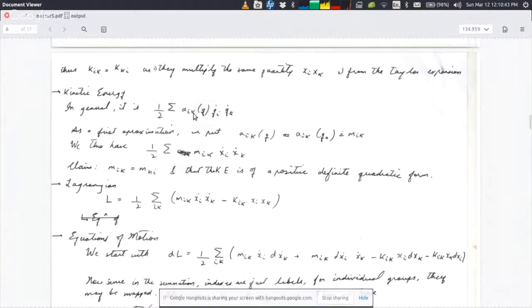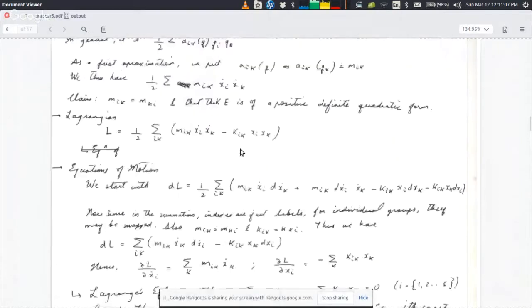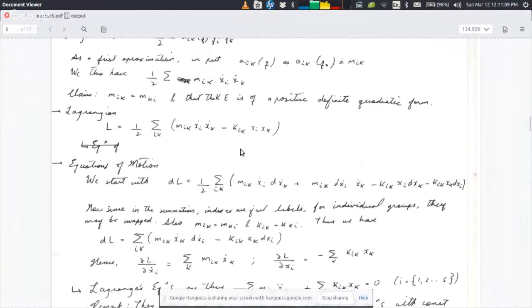Also, in general, we know from our earlier discussions that the kinetic energy can be written in this form that I'm highlighting: Aik is Qi dot Qk dot. You can also conclude that your Aik can be written at the minima as a first order approximation. And then your Mik you also know will be symmetric because these two coefficients are symmetric. So then finally you get your Lagrangian as this. Now the only important thing is Kik is symmetric and positive, and Mik is symmetric and positive.